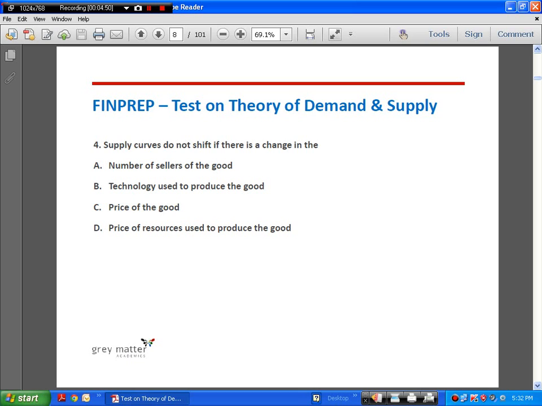The fourth question, supply curves do not shift if there is a change in the: A. number of sellers of the good, B. technology used to produce the good, C. price of the good, D. price of resources used to produce the good. So any change in supply, or a shift in supply, is brought out by all factors other than price. Therefore, only the change in price of the good will not shift the supply curve. Therefore, the right answer is option C, price of the good.